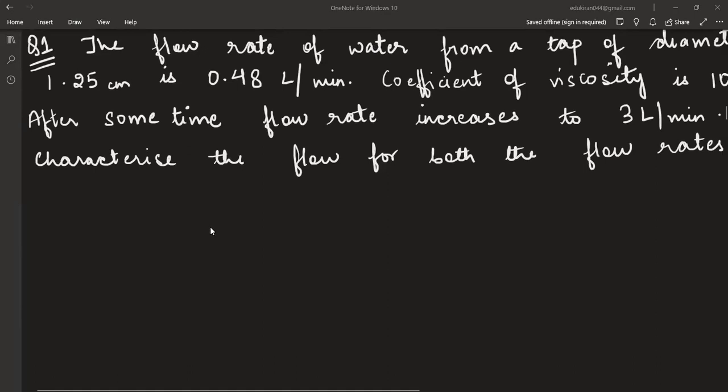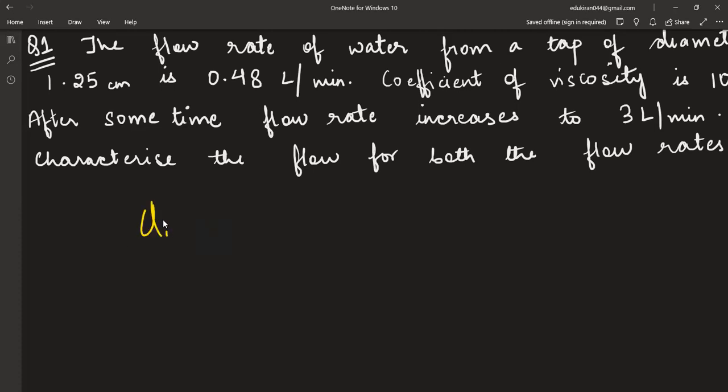Okay, this says that the flow rate of water from a tap of diameter 1.25 centimeters is 0.48 liters per minute. Coefficient of viscosity is given as 10 to the power minus 3. After some time, the flow rate increases to 3 liter per minute. So initially it's 0.48, now it's 3 liter per minute. You have to characterize the flow for both the flow rates.